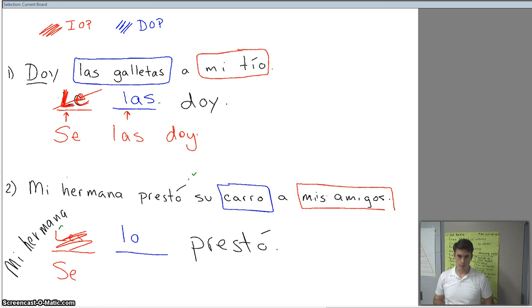So, the key, what you have to remember is, you never will use le or les with the DOPs lo, la, los, las. In the event that you have them written side by side, you need to change that IOP to se. Both of them will change to se. It's already been 10 minutes, so go back, pause it, watch it again, email me if you have questions, but if you jot it down correctly on your note sheet, then you should be just fine. Alright, those are the IOPs, and those are the IOPs used with the DOPs. Best of luck.